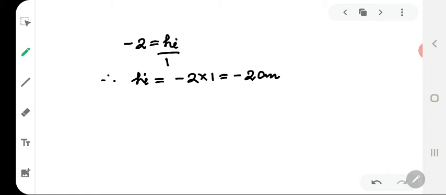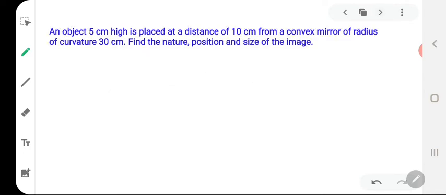The minus sign here shows that the image is formed below the principal axis, that is, it is a real and inverted image. So this is how we can solve a numerical problem using the mirror formula and the magnification formula for a concave mirror. Now let's solve one more problem that is based on convex mirror.